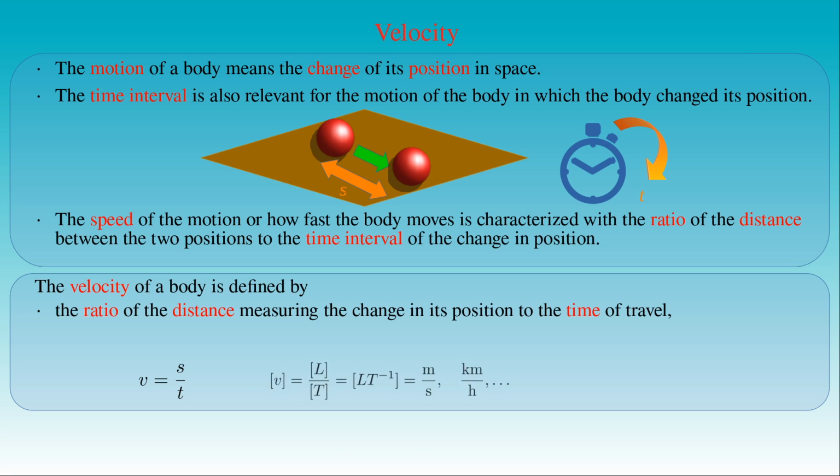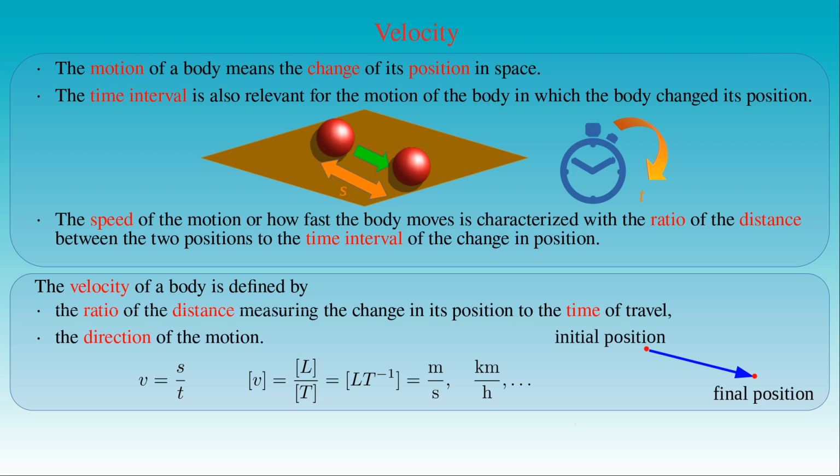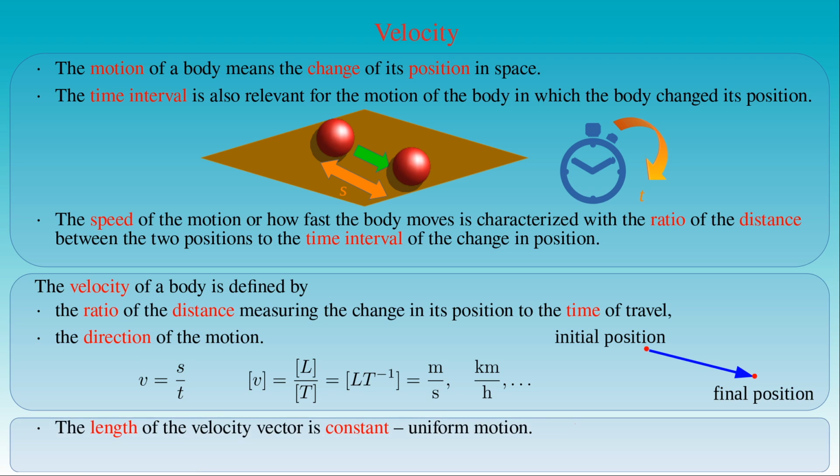Then the unit of the speed is the unit of length divided by the unit of time, which has the SI unit meter per second. Other units can also be used, for example kilometer per hour, which is also a popular choice in measuring speed. The second measured data used for the concept of velocity is the direction of the motion, which can be described by a vector with the tail at the initial position of the body pointing in the direction of the motion. If the speed, that is the length of the velocity vector, is constant, then we talk about uniform motion. If the direction of the velocity is constant, then we talk about motion along a straight line.